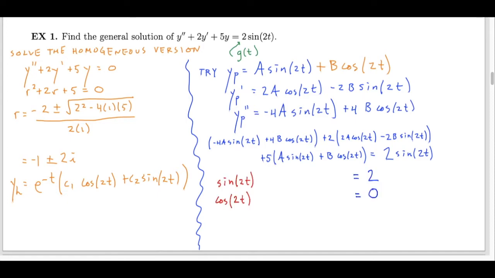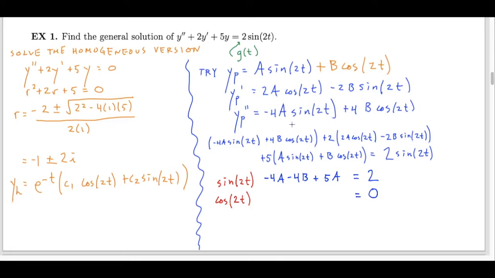I'm going to set like coefficients equal. So I'm going to grab the sine of 2t coefficient. On the right, I already know what that is. That's a 2. I'm going to grab the cosine of 2t coefficient. Again, on the right, that's easy. It's just 0. To figure out what the coefficients need to be on the left, I have to distribute through all the parentheses, collect all the terms. So let me go ahead and do that.